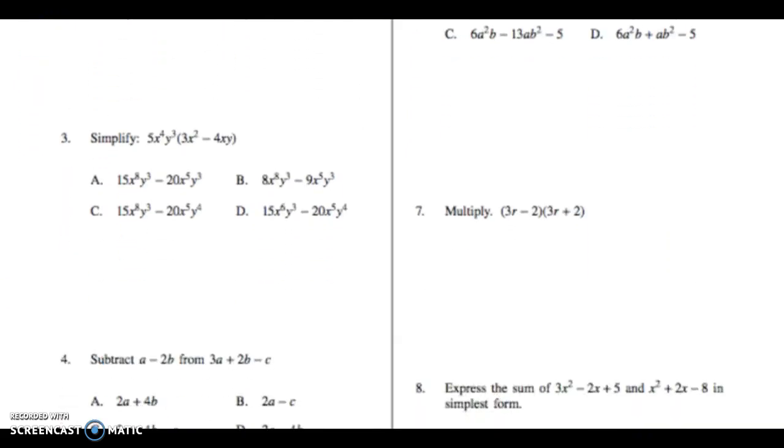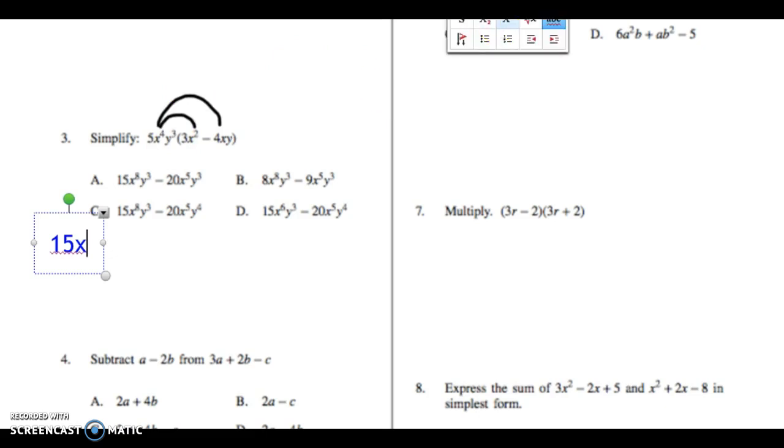Let's talk about this one, which is a monomial times a binomial. All we're going to do is do the distributive property. All right, this is going to take a little heavy lifting. Here we go. 5 times 3, that gives us 15. X to the 4th times x squared is going to give us x to the 6th. So that's x to the 6th power.